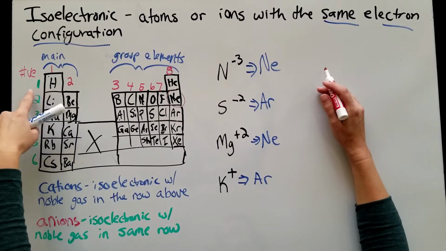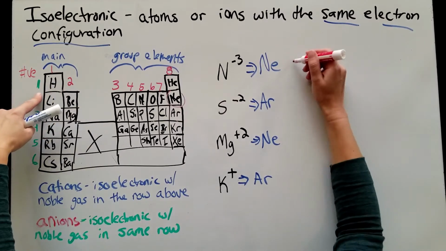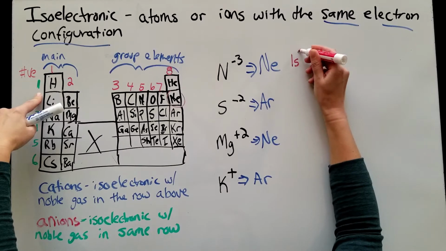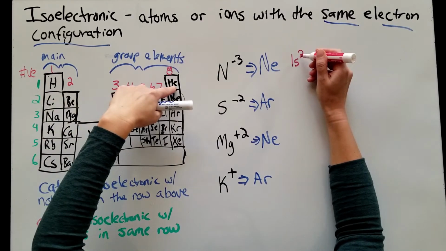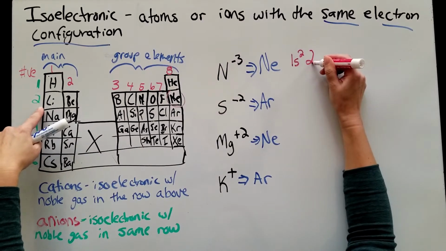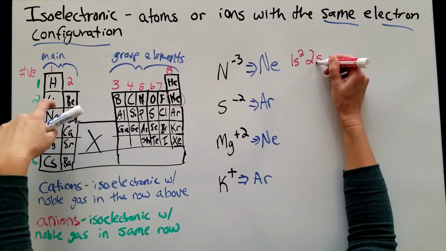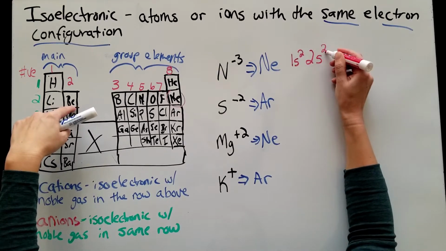Remember, we always start at the 1s. So row 1, hit the s block first. So it's going to be 1s2, brings us to helium. We're done with that row, so we go to row 2. So I'm in row 2, I hit the s block first. 2s2, 1, 2, brings me to beryllium.